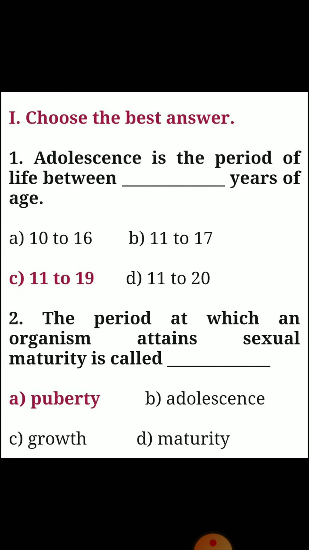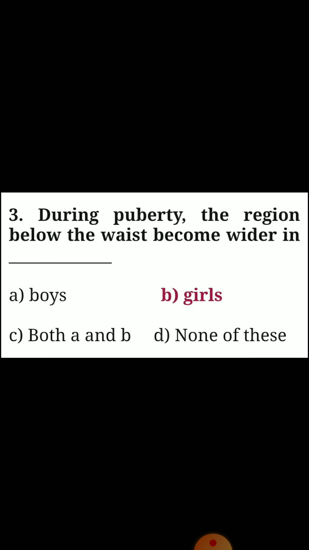First one, adolescence is the period of life between dash years of age. 4 options are given. Which answer is correct? Answer C, 11 to 19. Second one, the period at which an organism attains sexual maturity is called dash. Answer A, puberty. Third one, during puberty, the region below the waist becomes wider in.